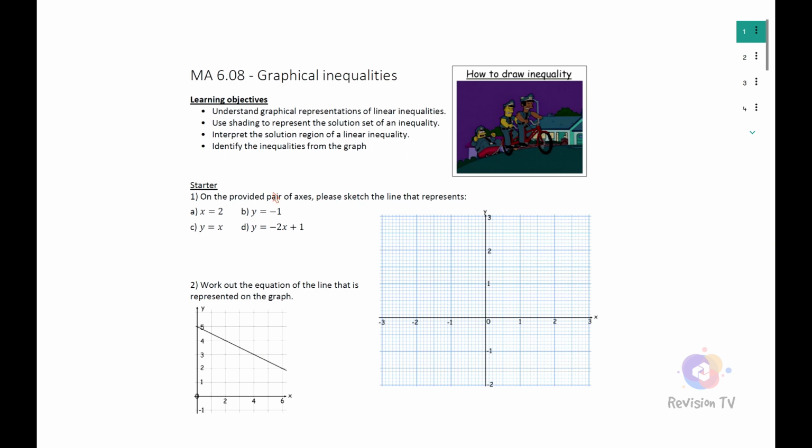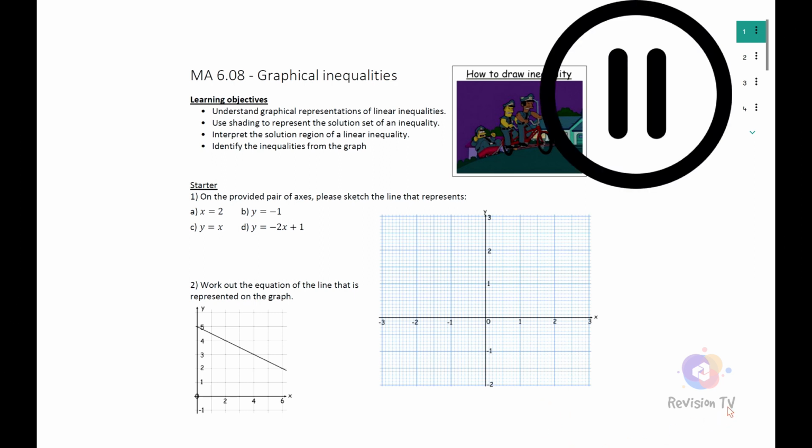Okay, right. So to start off, have a go at the starter question, see if you're able to sketch these lines. They're not inequalities, just normal line equations. Have a go at the question, okay? When you're ready for the answer, you can press play.